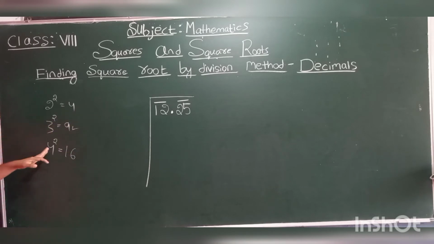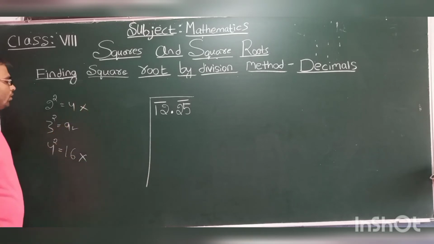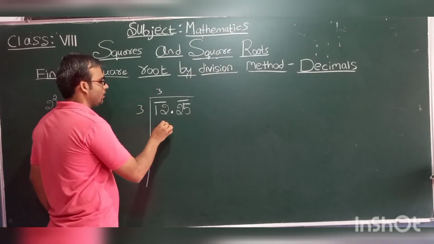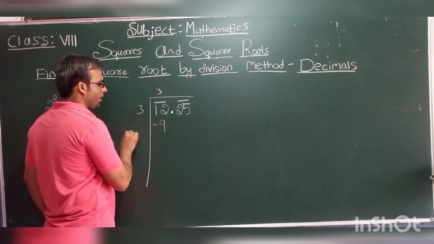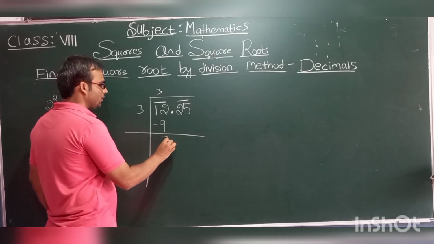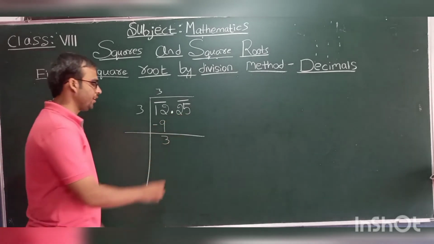And when we consider 4, 4 squared is what? 16. It is greater than 12, so we cannot consider this one. And 2 is too small. Now consider this one, that is 3. 3 3s are 9. 12 minus 9 is what, students? 3. Now bring this decimal part here.